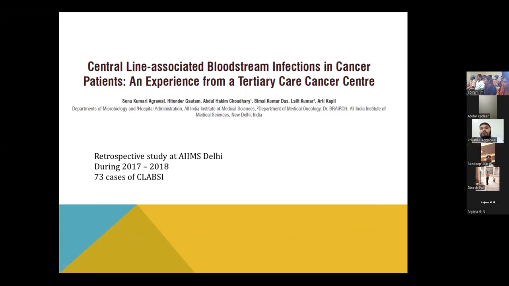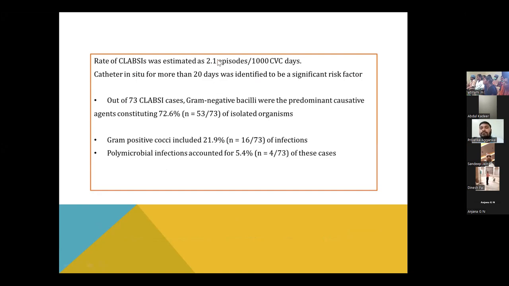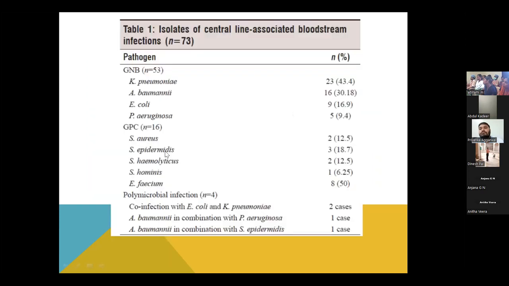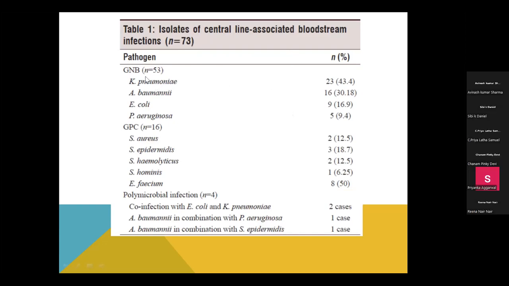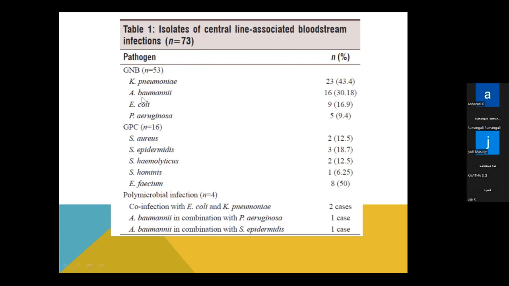This is a study from AIIMS. They saw their CLABSI rate in 2017 to 18, reporting 73 cases in 1 year. Their rate was 2 episodes per 1,000 line days. A catheter in situ for more than 20 days was identified as a risk factor. They had more gram-negative bacilli: 70% of their catheter organisms were gram-negative, about 20% were gram-positive, and 5% were polymyxin. Their isolates were more often Klebsiella pneumoniae, followed by Acinetobacter, and among gram-positive cocci, Staphylococcus aureus and Staph epidermidis were higher. They also had polymicrobial infection.